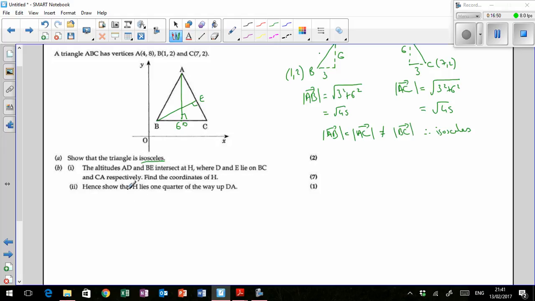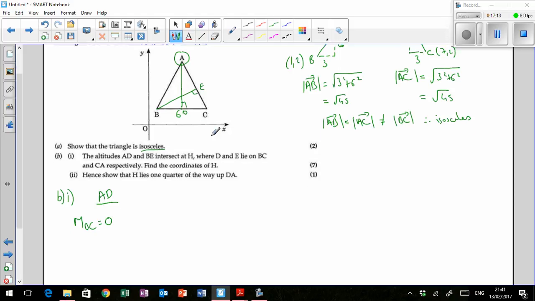Okay, so let's look at AD first. We've got a point already, we've got A, so we need the gradient, and the gradient is going to be perpendicular to BC, because we know BC is horizontal. So let's look at AD first. The gradient of BC is 0, which means that the gradient of AD is undefined, which means we can't use y minus b equals m(x minus a).